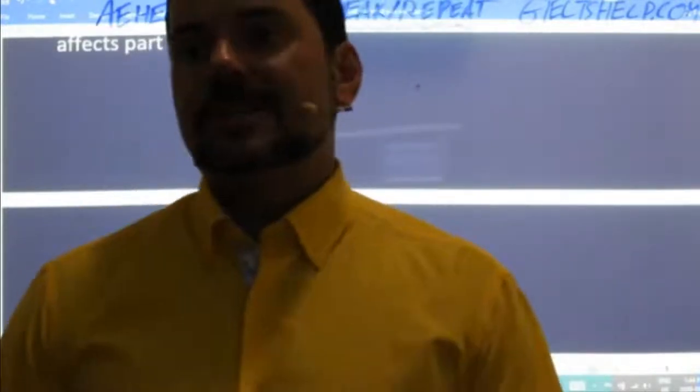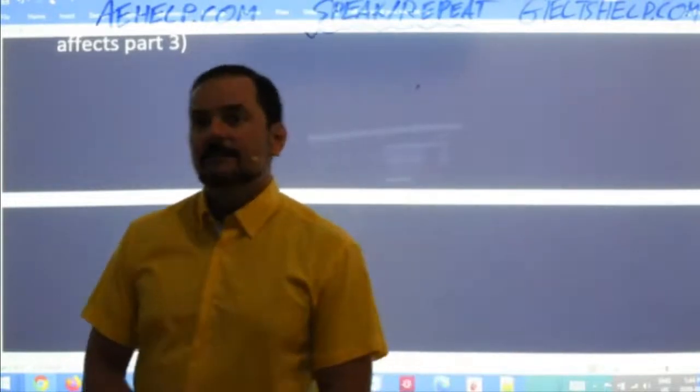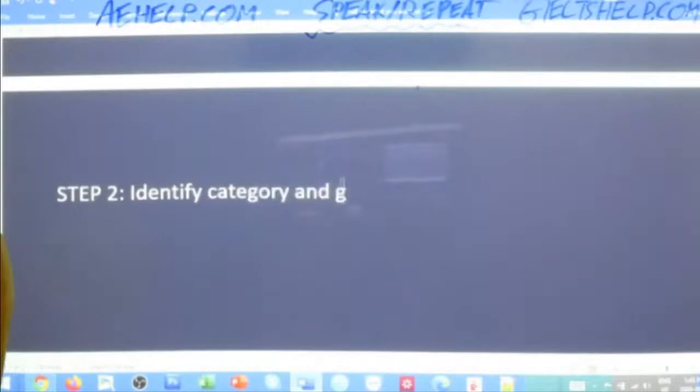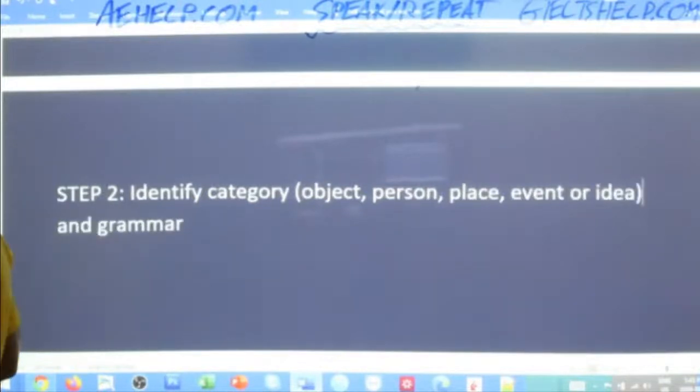So Rajveer says the category is item and the tense is past. Very good, Rajveer. That's your next step. Thank you, Rajveer. So step two is identify grammar and category. Okay, so you identify the category. It's going to be either an object, person, place, event, or idea. It'll basically fit into one of these.